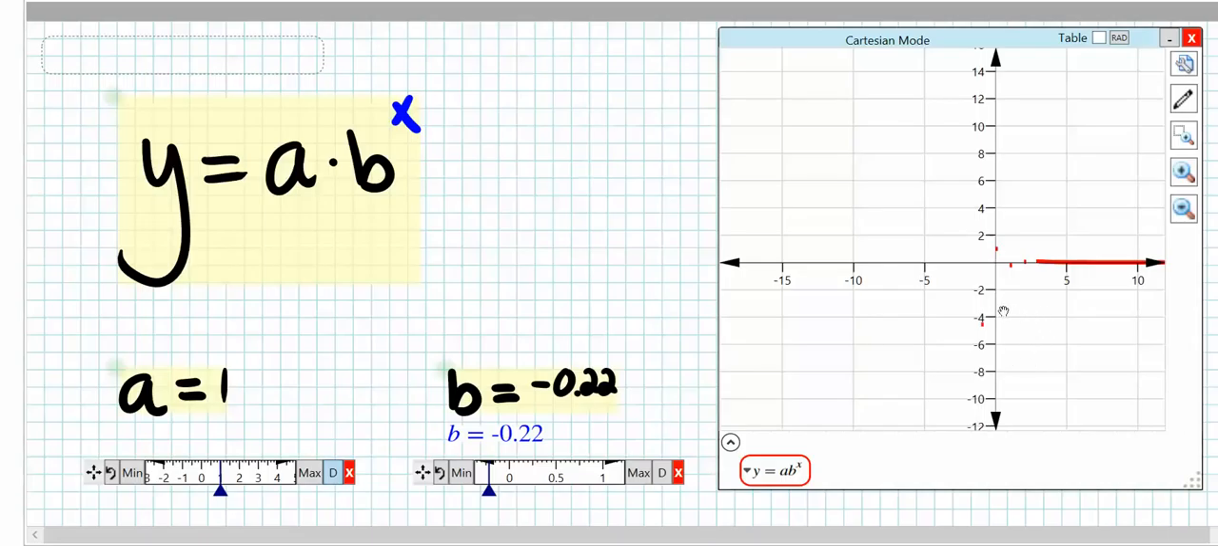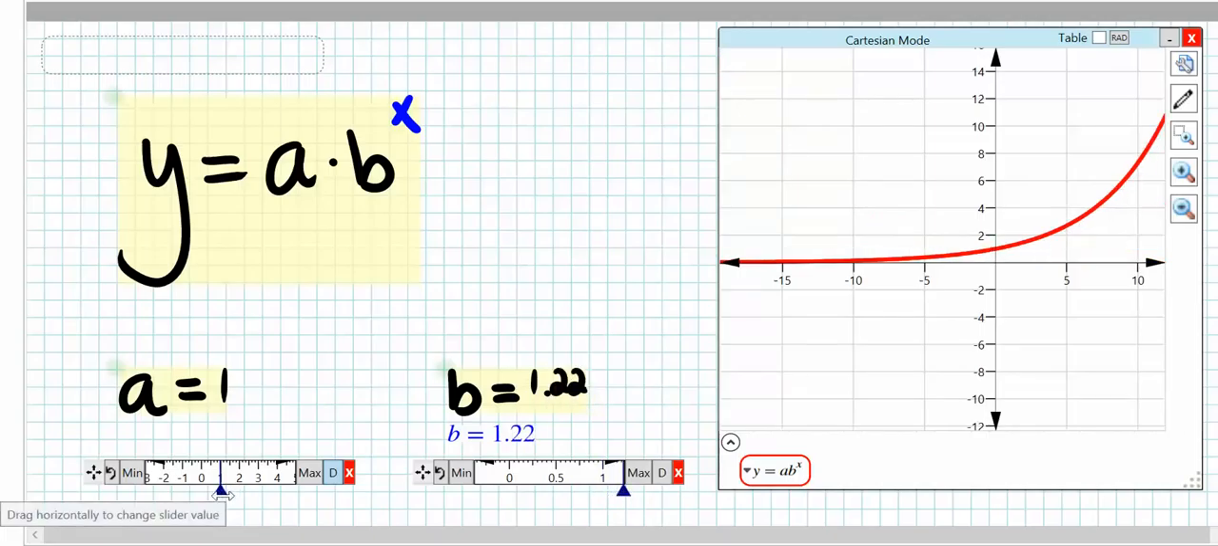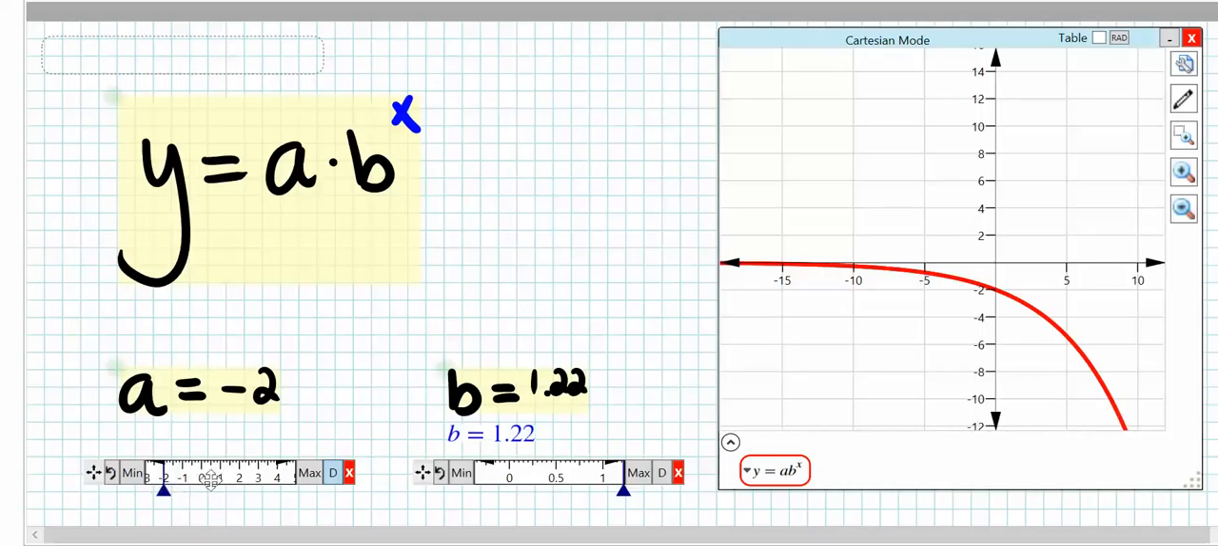So if my b value is between 0 and 1, I have exponential decay. If my b value is greater than 1, I have exponential growth. If my a value is negative, I have the reflection of either exponential growth or exponential decay. Does that make sense? Okay. So we're getting all these things down here, right?